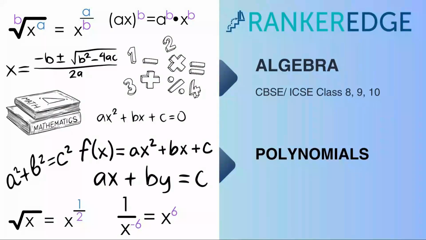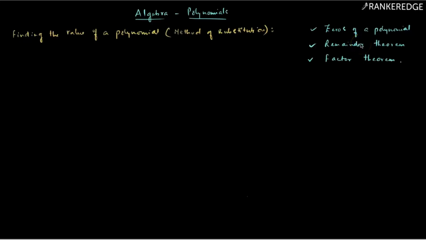As part of polynomials, let us understand the concepts of zeros of a polynomial, remainder theorem and factor theorem. Before that, we have to know how to find the value of a polynomial. Let's say the polynomial is 5x plus 7. This is a polynomial in one variable.